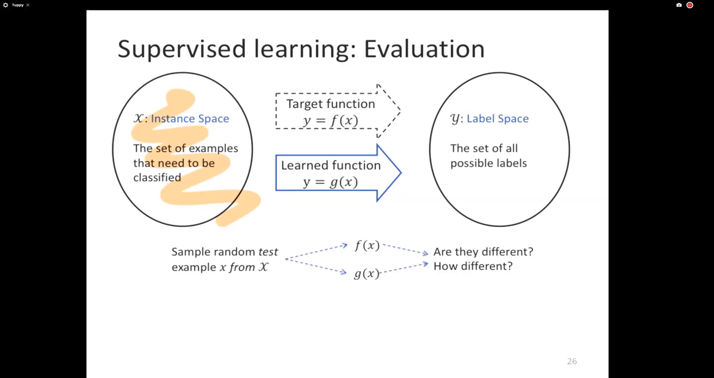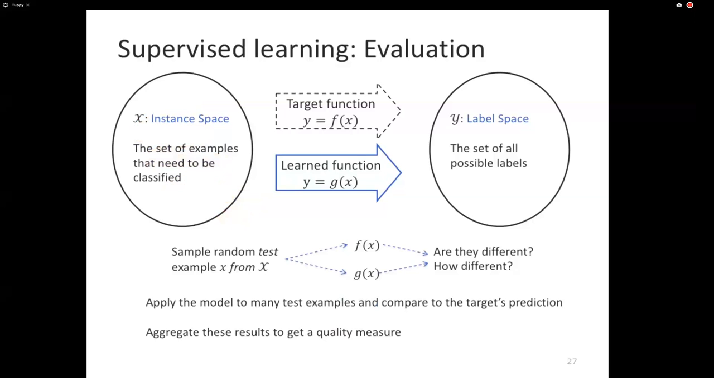And if you do that on one particular random sample, you might accidentally get the correct label. The function G might accidentally be correct because it just guesses plus and just so happens that that one example was actually a positive example. So instead of doing it on one test instance, you apply this procedure on many test examples and compute an aggregate score and accuracy, for instance.